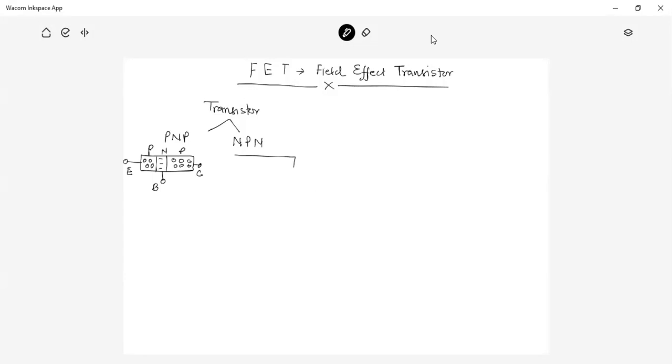The second one is the NPN transistor. This is your N, this is P, and this is N again. This is the base, and here it is emitter, and this is the collector. So these are the electrons. Charge carriers are here holes, and here the electrons.